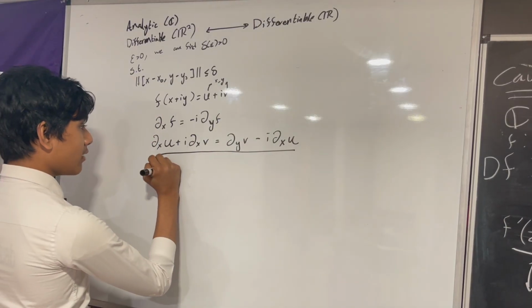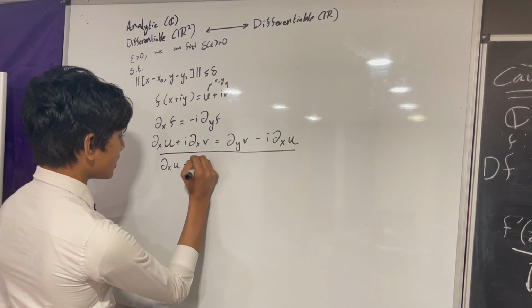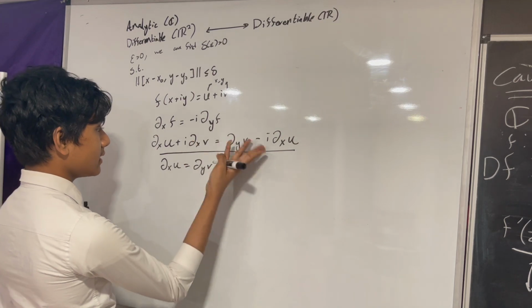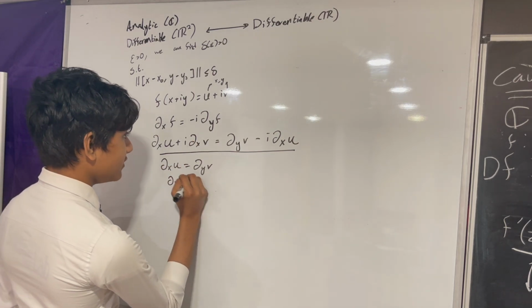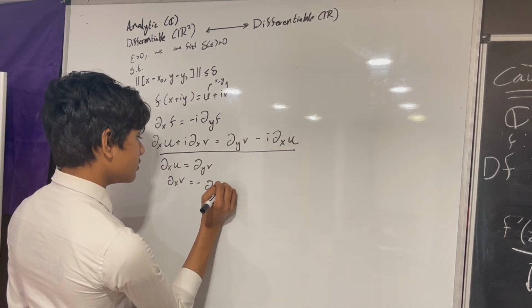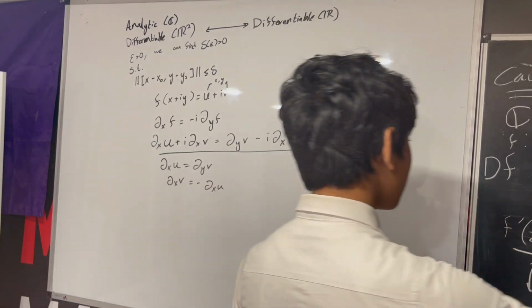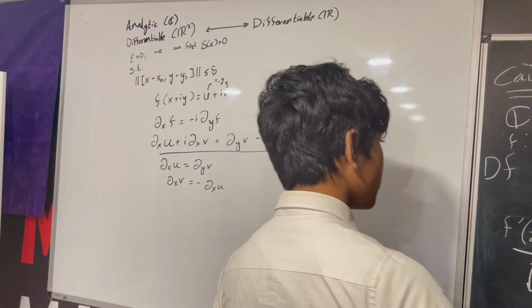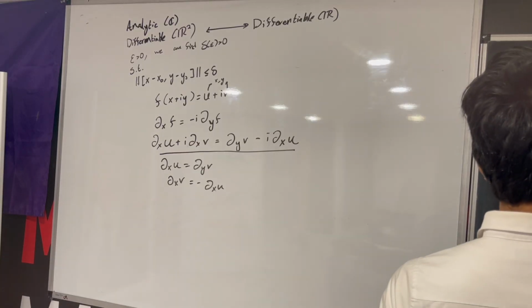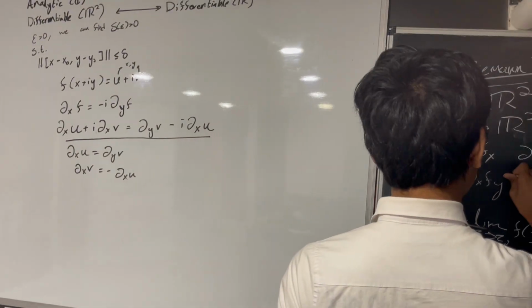And in that way, it's essentially telling us partial x u is equal to partial y v, and also partial x v is equal to minus partial y u, which is definitely not true for any general function. It's basically reducing the Jacobian for a complex function to this.